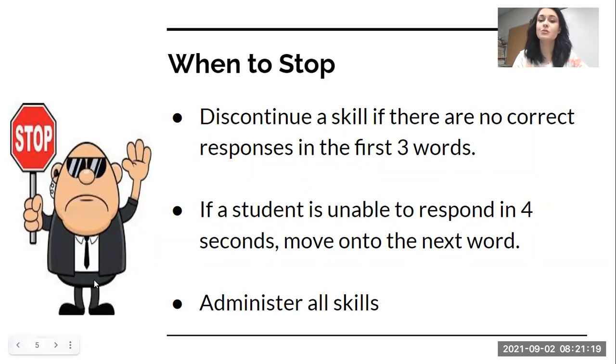So if they're unable to respond within 4 seconds, you could go ahead and move on to the next word. So if you've given a word and they've sat there longer than 4 seconds, say, let's try another word, and go ahead and go to the next one. You do want to administer all the skills in the assessment. Just because they miss 3 words and you discontinue a section doesn't mean to stop the assessment altogether, because they may know more on the next skill than they did on that one. They may be able to go ahead and complete more.